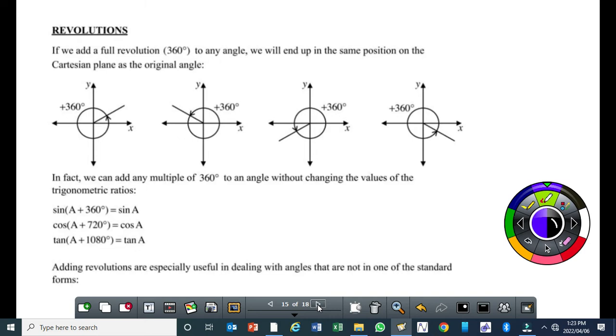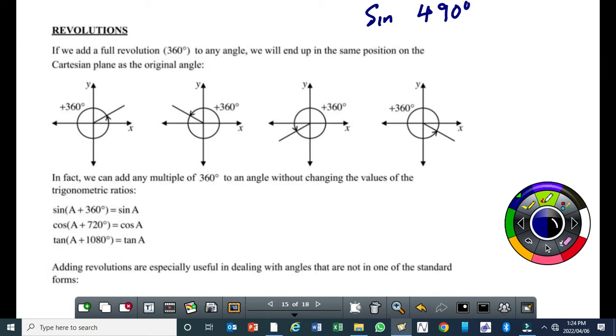Now, sometimes you can get 2 revolutions plus an acute angle. The same concept applies. For example, if I give you sine of 490 degrees, sometimes you might need to reduce that more than one revolution angle, or a non-acute angle, to an acute angle.